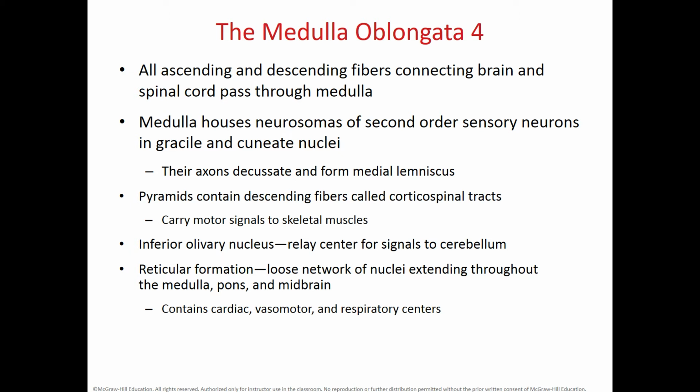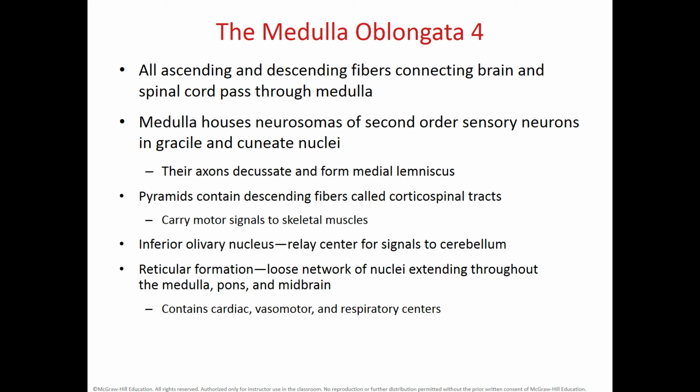Within the medulla, we have second order neurons of the gracile and cuneate fasciculi. If you remember from the previous chapter, these neurons bring information about vibration, discrimination of touch, and proprioception. The fibers of these second order neurons will decussate and form a little band that we call the medial lemniscus. And the pyramids again bring down the fibers of the corticospinal tracts that carry these signals to contract our skeletal muscles.